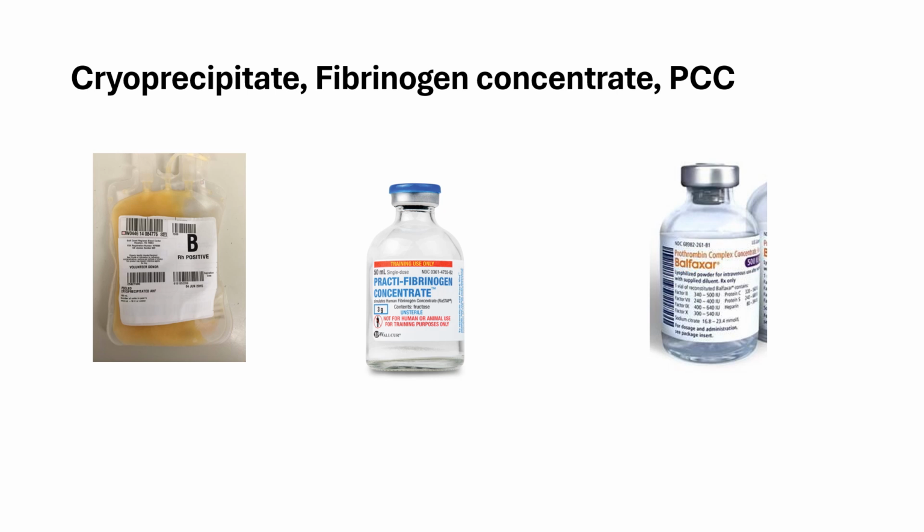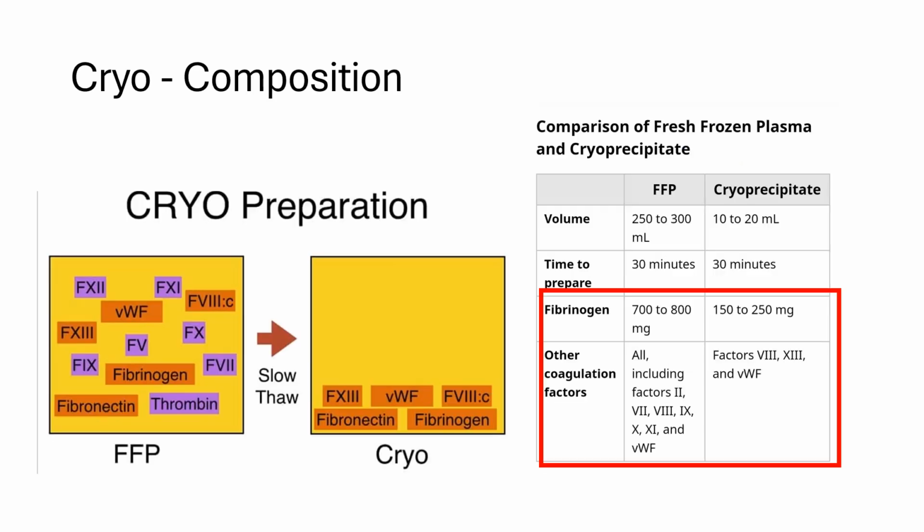Next, we will talk about cryoprecipitate, fibrinogen concentrate, and prothrombin complex concentrates. When we look into the composition, cryo is made of FFP. FFP is frozen, thawed, and any fluid is extracted. So anything that's not soluble will be left behind as cryo, which is mainly fibrinogen. Additionally, there are some other factors like factor 13, von Willebrand factor, and factor 8.